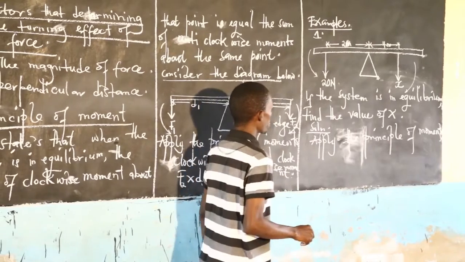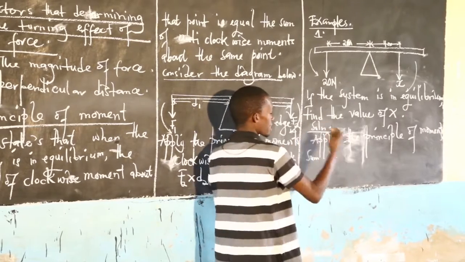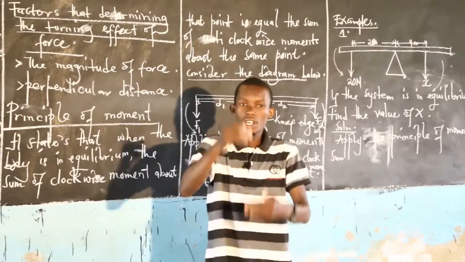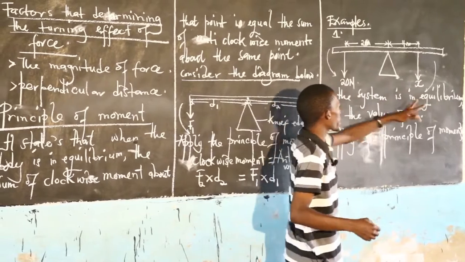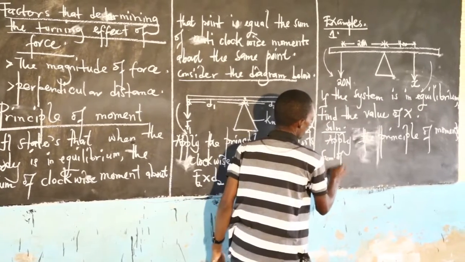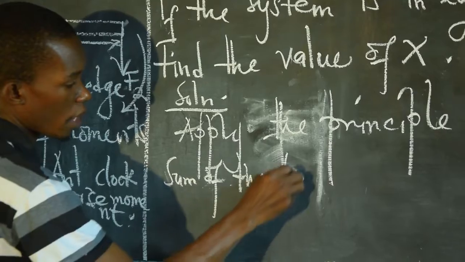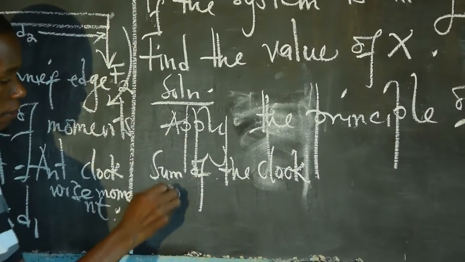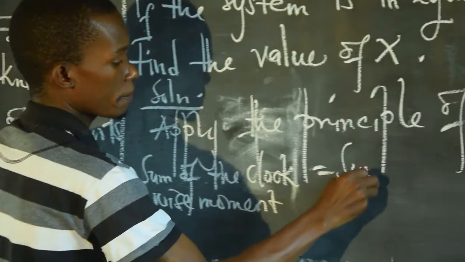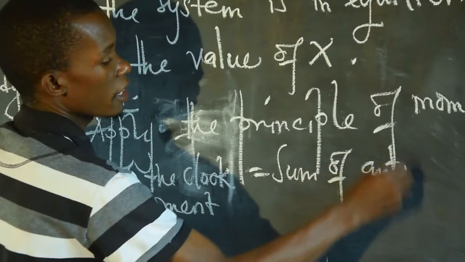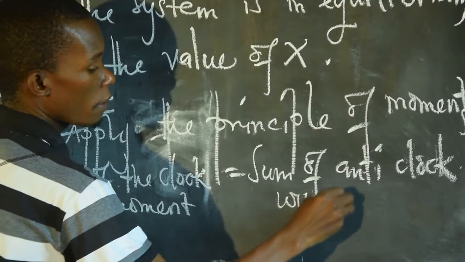So when we apply the principle of moments, we set a sum. We don't know how many, that's why we place the sum. Sum means we are going to add. We add this one, we add the other one, but we don't know how many forces there are, so we use the word sum. The sum of clockwise moments is equal to the sum of anti-clockwise moments.